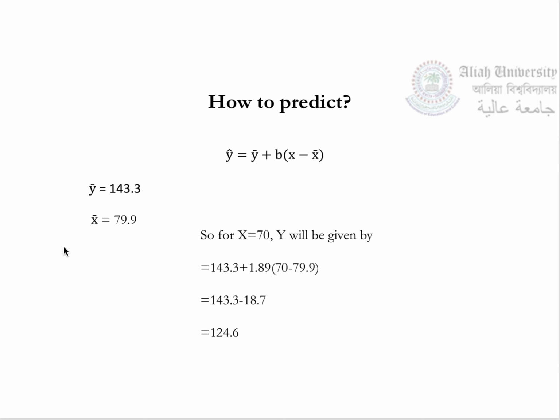In that, as we discussed before, we will require the means, and we'll apply them in the equation where the required value of y is equal to the average value of y plus b multiplied by the difference between x and the average of x. So if we want to calculate for x = 70, that will be 70 minus 79.9, that is minus 9.9, multiplied by the slope b, which we calculated as 1.89. So overall it becomes 143 minus 18.7, that gives you 124.6.